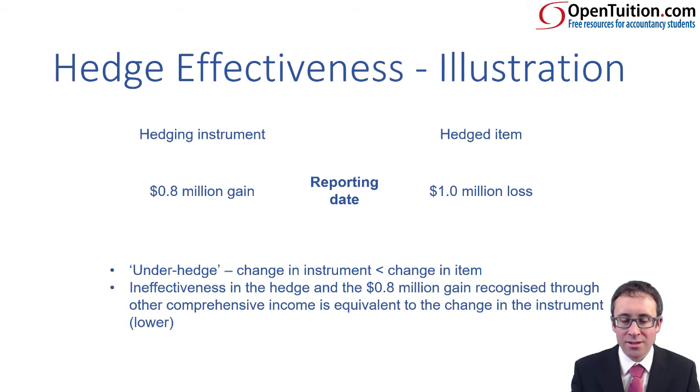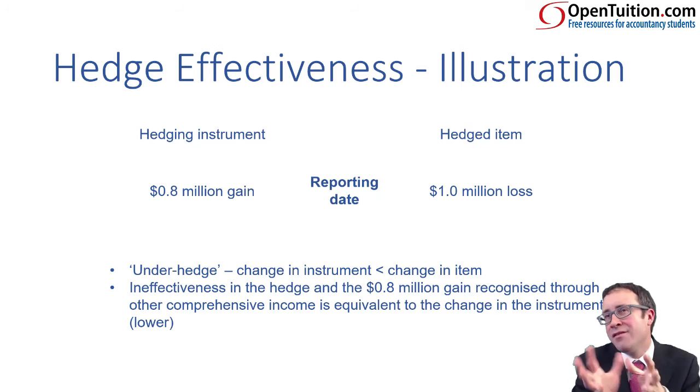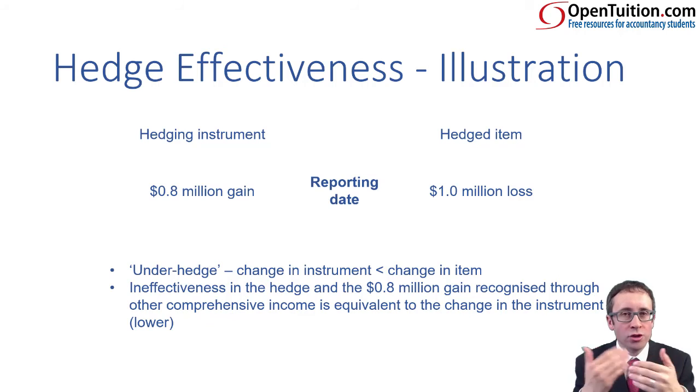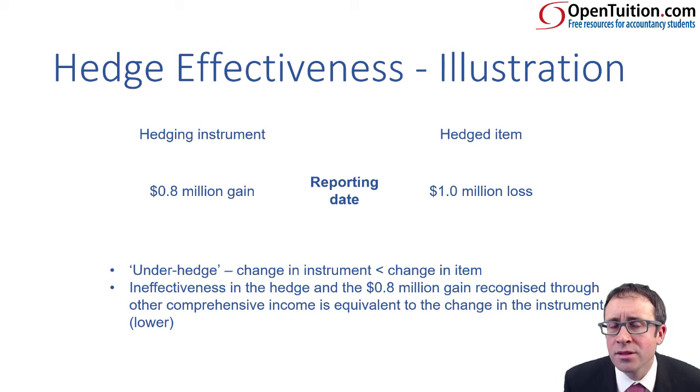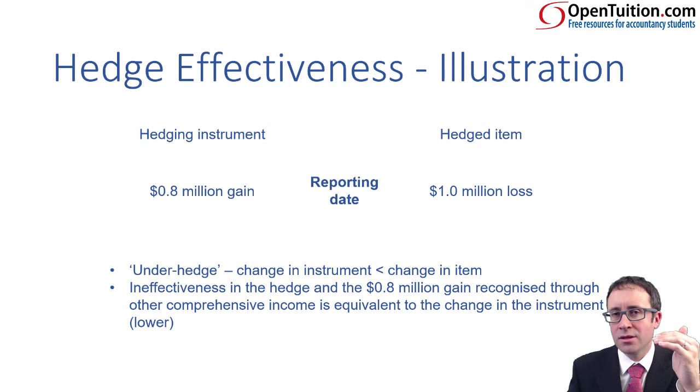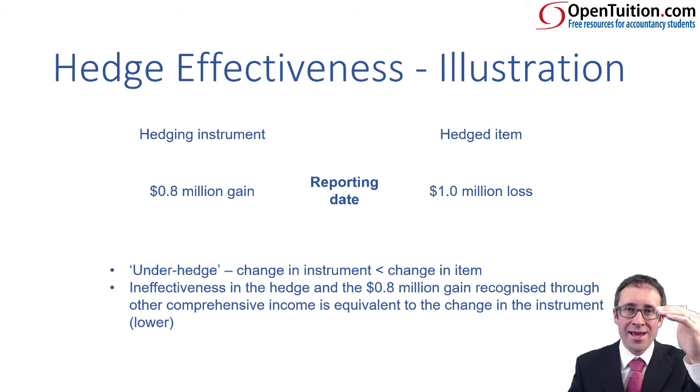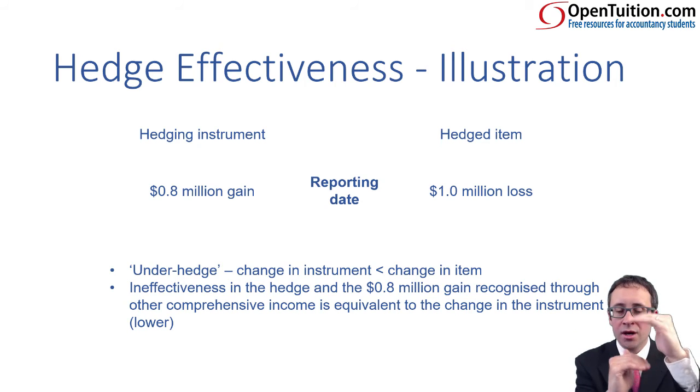If that's the case, there isn't effectively any ineffective. Well, there is ineffectiveness because it's not 100% effective. But what you've got here is the lower of the figures is the 0.8, so that's the effective element, which goes through OCI. So if you think about the debits and the credits, you debit the financial asset because we have a gain, and you credit OCI with the 0.8 million. Because that's the effective element.